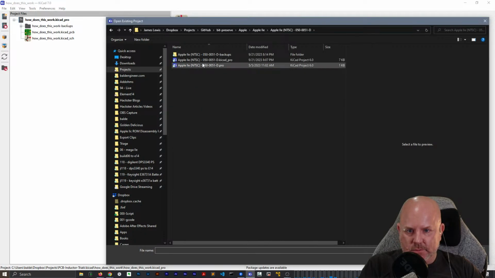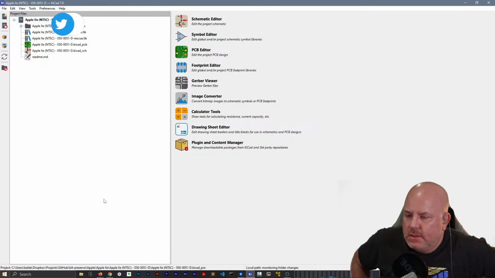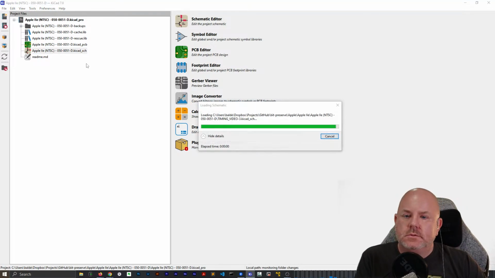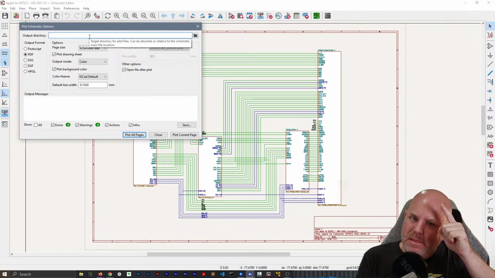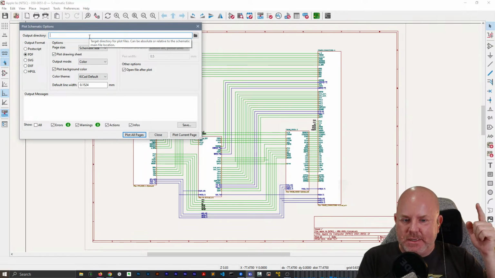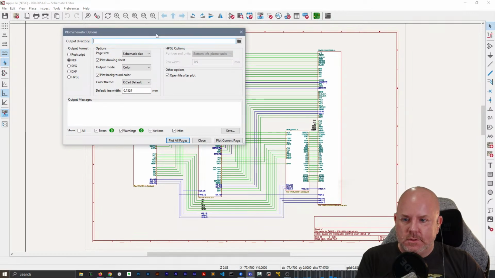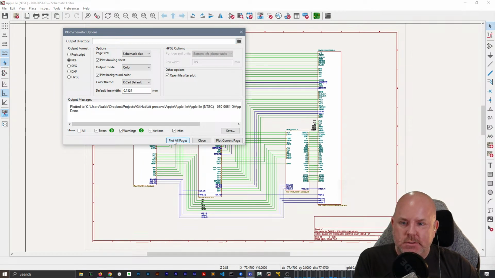Also, let's delete the old file. In fact, yeah, we'll just delete it. So let's do file, plot. I think for the PDFs, you want to do plot, because if you do print and then save to PDF, it's basically bitmaps. But if you do plot in version 7, it adds a bunch of very cool little features.